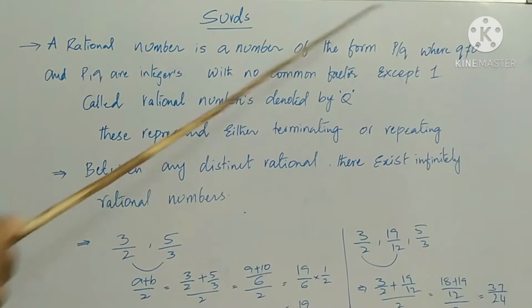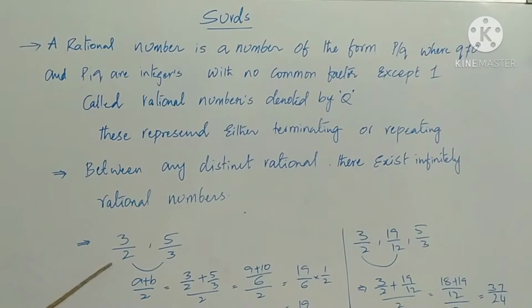Take one example. It is of the form p by q: 3 by 2 and 5 by 3. These are both examples of rational numbers. Here q is not equal to 0. Q means denominator. Here the denominator is 2 and here the denominator is 3. Here q is not equal to 0 and p, q are integers. Here 3 and 2 are integers with no common factor except 1. So there is no common factor except 1. The common factor of both integers is only 1.